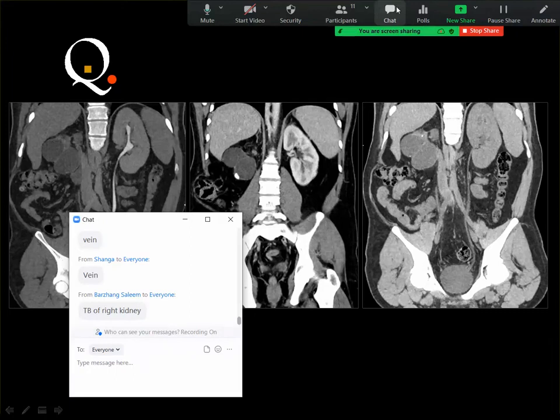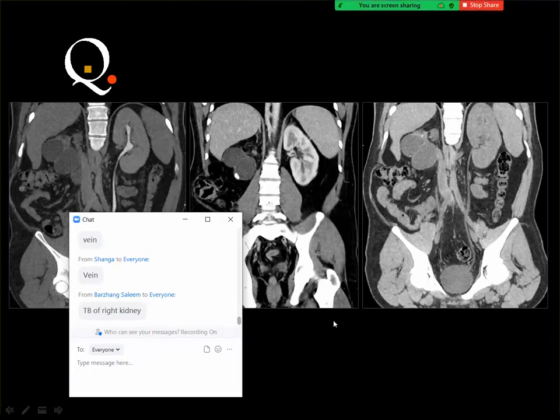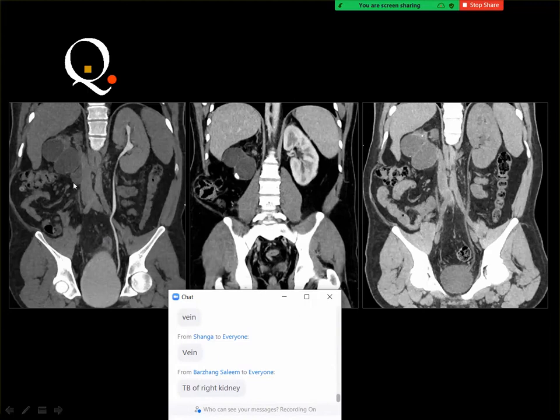No, this is not TB of the kidney. The kidney is dilated, the calyceal system, with a stone within the dilated collecting system, but the ureter is not dilated, as you can see here, and also you can see in this reformatted image.